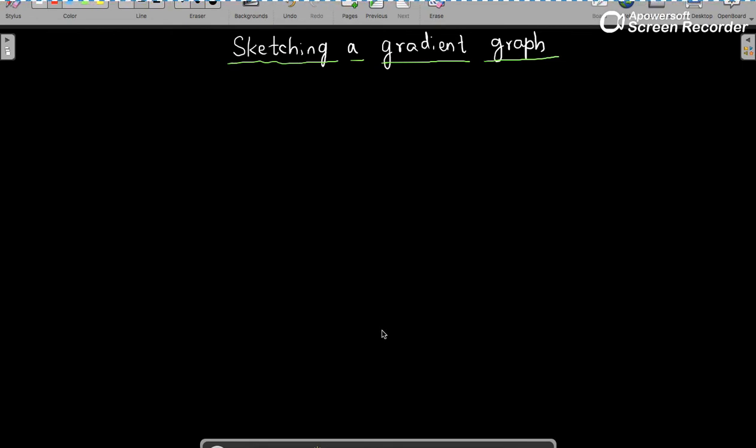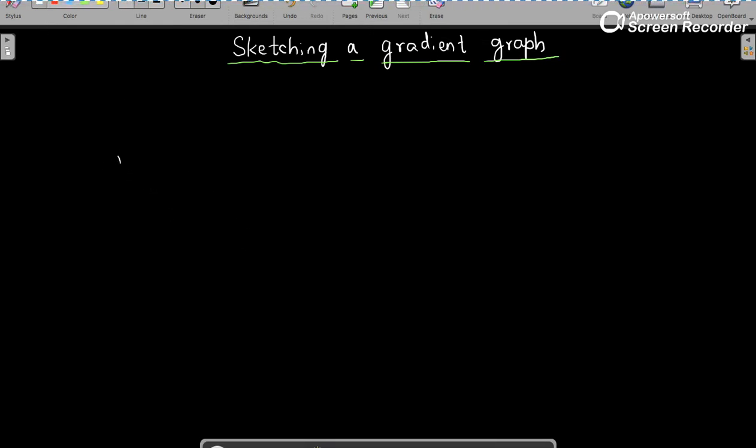Welcome to the session on sketching a gradient graph. Given the graph of y is equal to f of x without its equation, just the shape of f of x, we need to sketch the gradient graph. Before we do this, we need a recap of the gradient connected with derivatives of calculus. So let us see how derivatives are connected with the gradient of a graph.